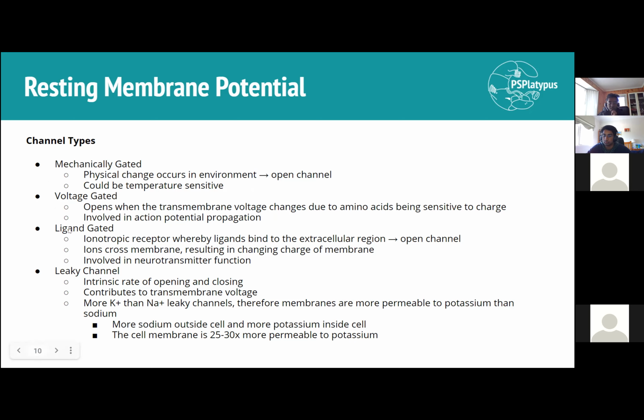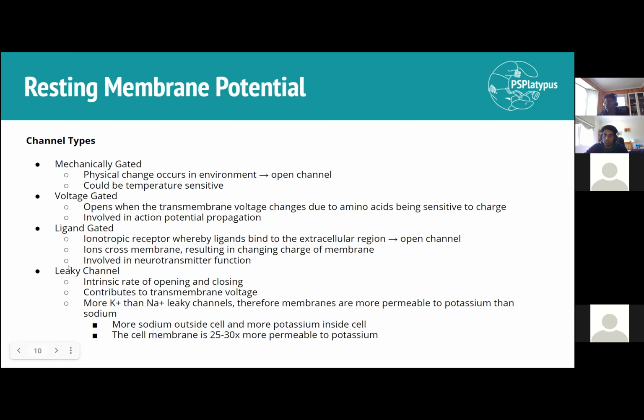Ligand gated. Ligand simply refers to any small molecule that's going to attach to a receptor, which is going to influence the channel opening or closing. That's essentially what it's trying to say. So we have ion movement dependent on receptor action.